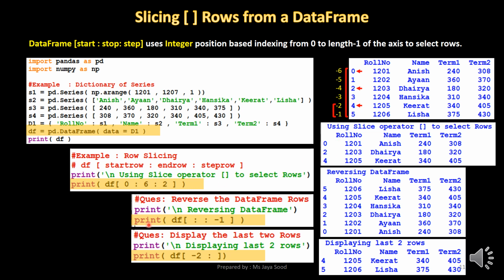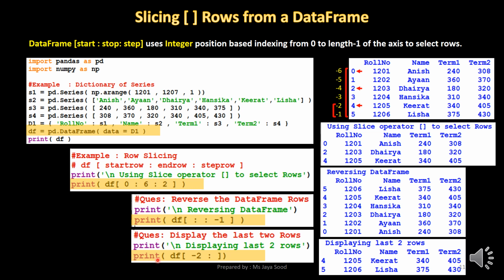The next print statement, print df within square brackets colon minus 1, will by default start the selection from the row index 0 till the last row, taking one negative step at a time. It means it will select all the rows but will display the rows in the reverse direction as shown here.